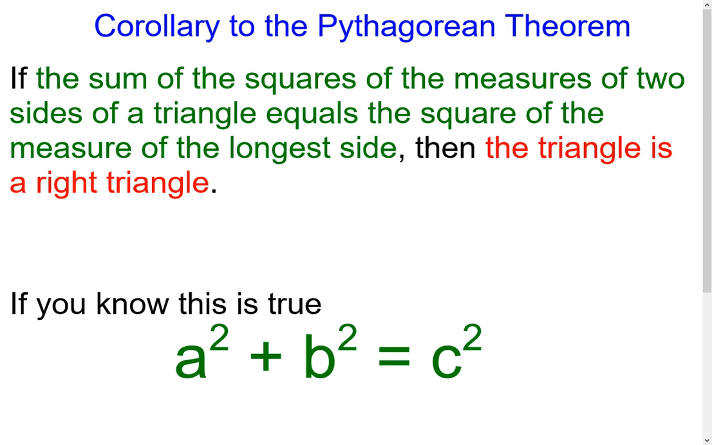Now, this is the corollary or the converse to the Pythagorean theorem, and it just goes the other direction. What we learned before was if it is a right triangle, then essentially a squared plus b squared equals c squared works. This, we flip it around. So if you look at the wordiness of it, it says if the sum of the squares of the measures of two sides of a triangle equals the square of the measure of the longest side, then the triangle is a right triangle.